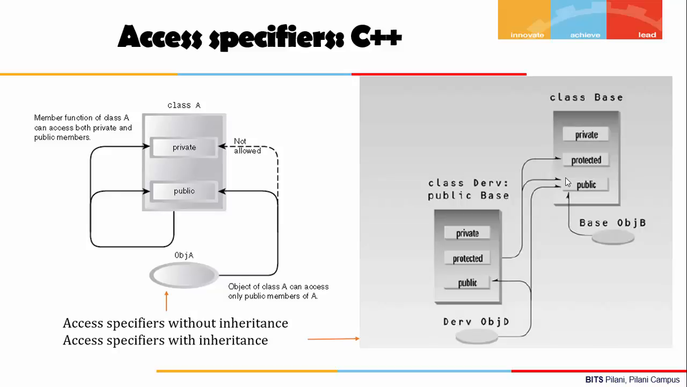In this figure, if you see again, without inheritance, object A can access only public members of A. It cannot invoke private members. Similarly, member functions of class A can access both private and public members. With inheritance, however, member functions can access members of the base class if the members are public or if they are protected. They cannot access private members. Similarly, member functions which are public can only access member functions which are public of the base class.